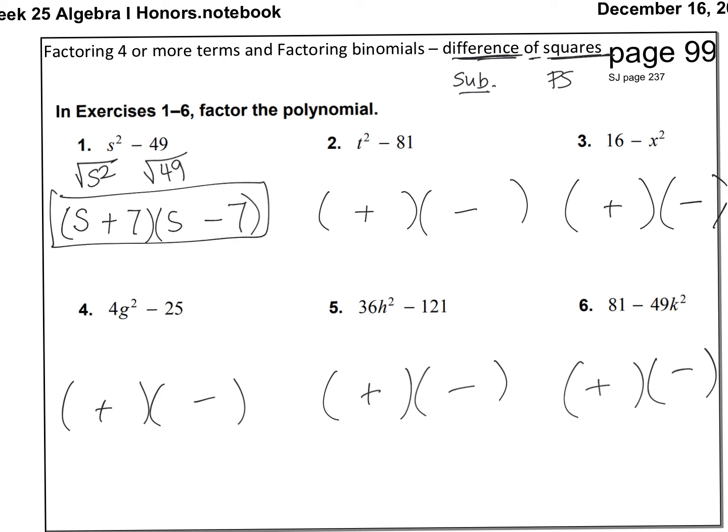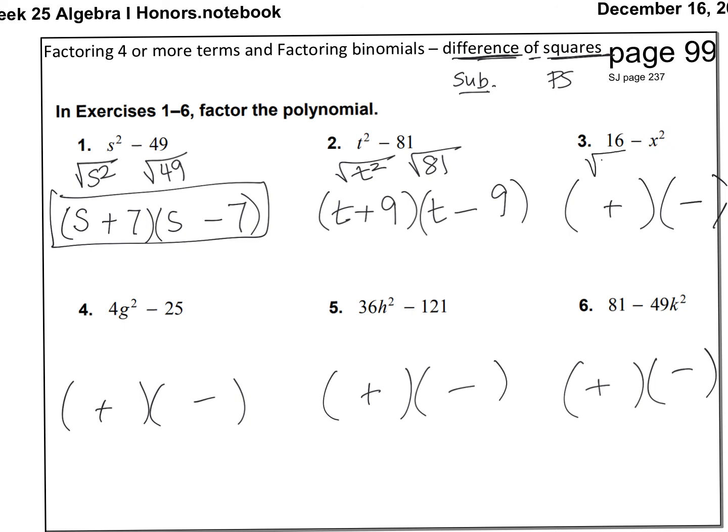For the next problem, I'm going to take the square root of t squared. That answer goes in the first spot of each binomial. Then take the square root of 81. That answer goes in the second spot of each binomial. I want to point out that you do not include the negative when you're taking the square root. This negative just indicates that you have a difference of squares. Then you're going to take the square root of each separate number without that negative sign.